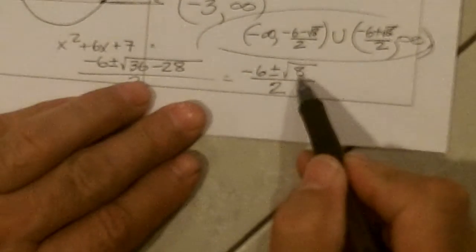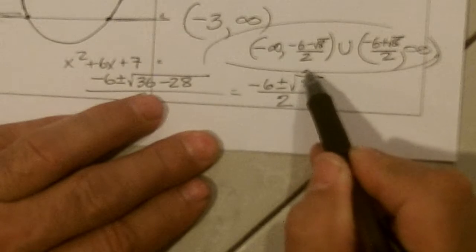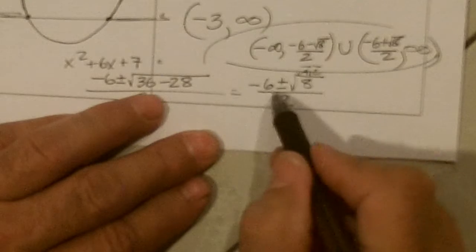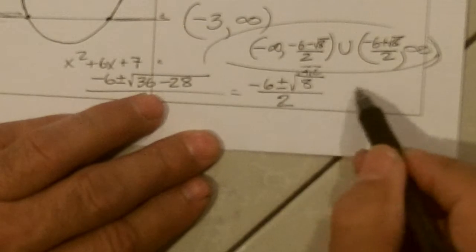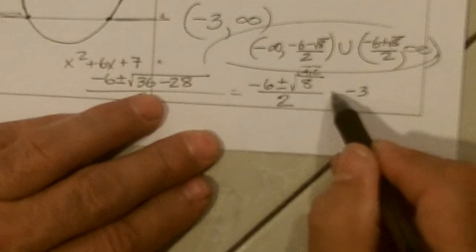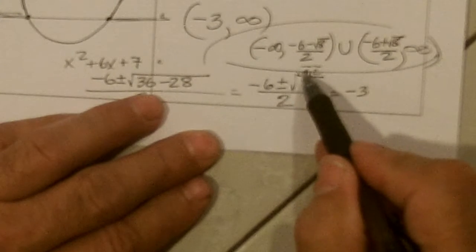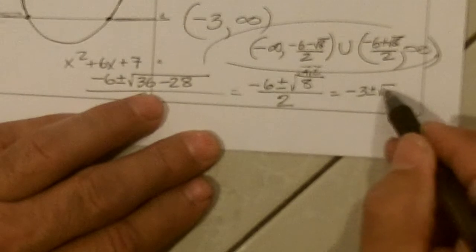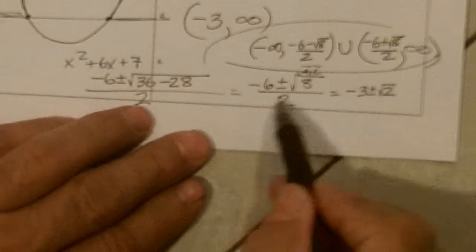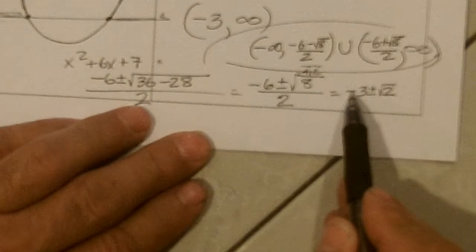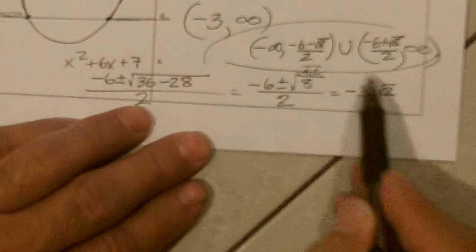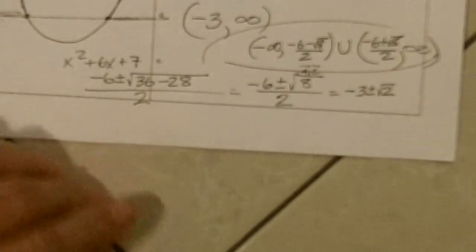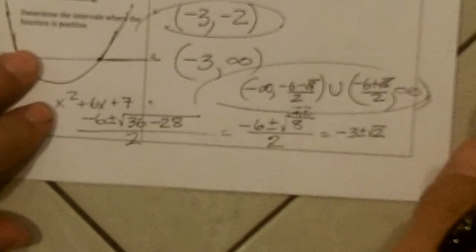I can reduce this a little bit. See, the square root of 8: 8 is 4 times 2, so it's the square root of 4 and the square root of 2. The square root of 4 is 2. So the minus 6 divided by 2 would be minus 3. And the 2 times the square root of 2 divided by 2 is just plus or minus the square root of 2. So I could go from negative infinity up to negative 3 minus the square root of 2, union from negative 3 plus the square root of 2 to infinity. But that's how you do 4.